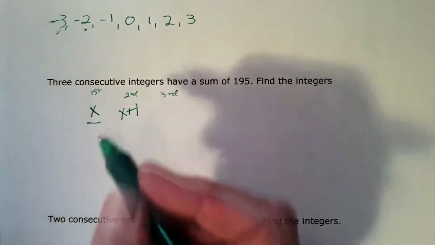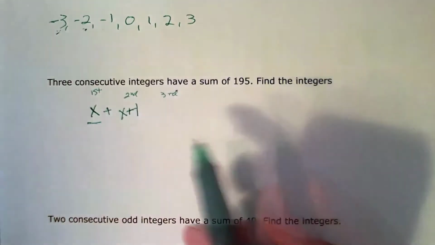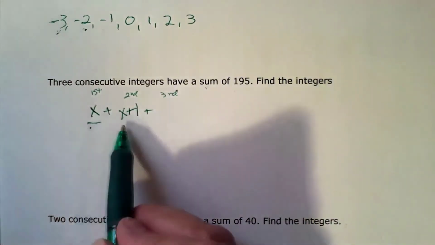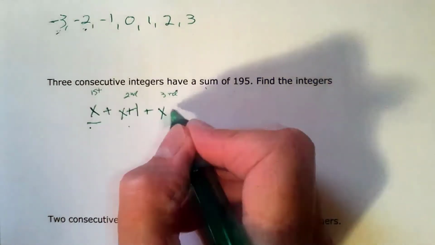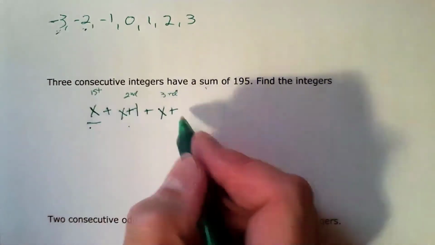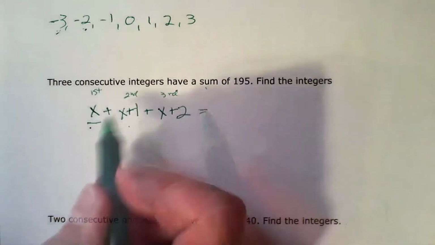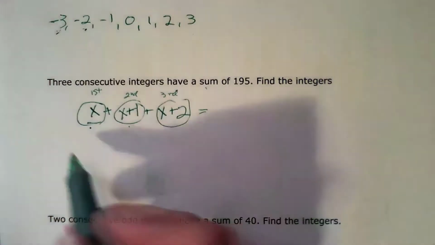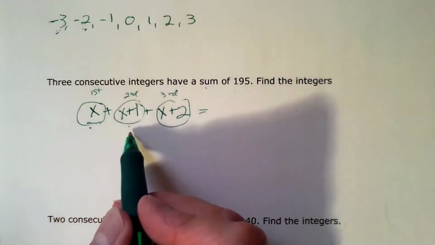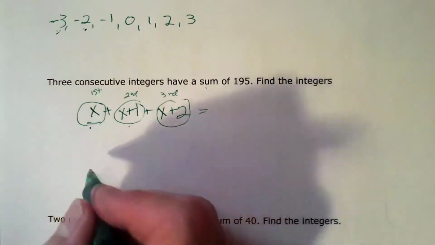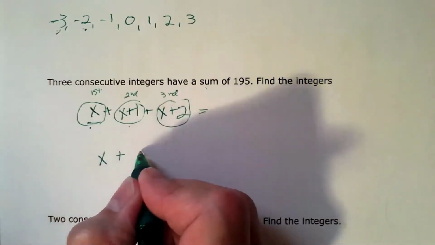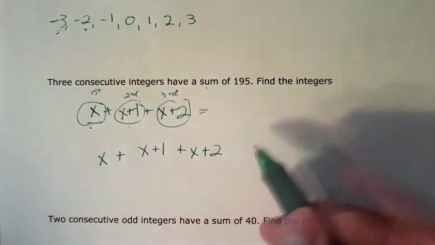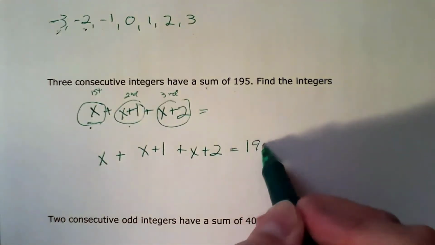But I don't know what my integer is, so it's going to be x. The next integer is going to be x plus 1, and I'm going to add them together because it's a sum. The next one is plus 1 again, x plus 2. So x is the first, x plus 1 is the second, x plus 2 is the third. If I add together x plus x plus 1 plus x plus 2, I should get 195.